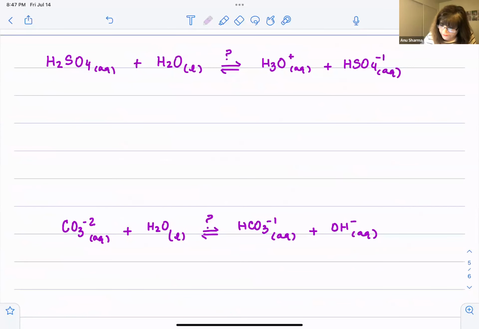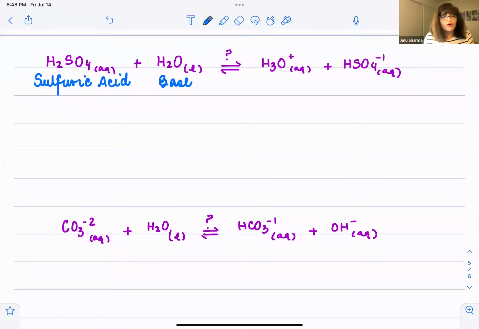H2SO4 and water. So sulfuric acid, we know that by default, this is sulfuric acid by the name itself. So this is an acid, sulfuric acid. This is going to act as an acid. So if this is acting as an acid, then water is acting as a base. So never start with water. Always start with what you already know.